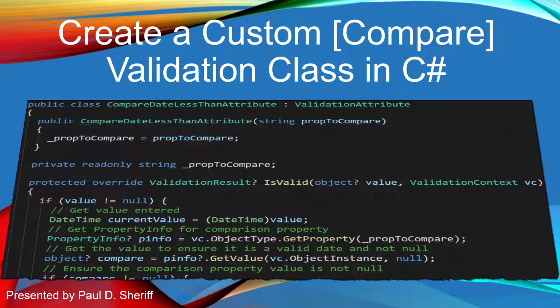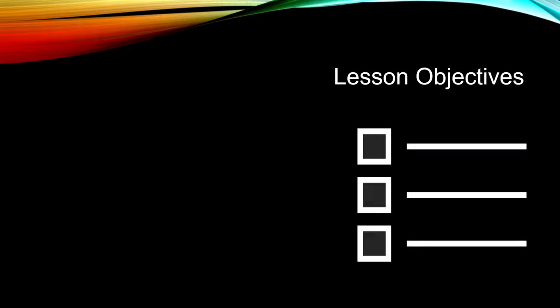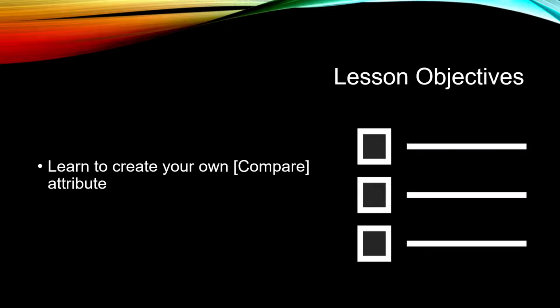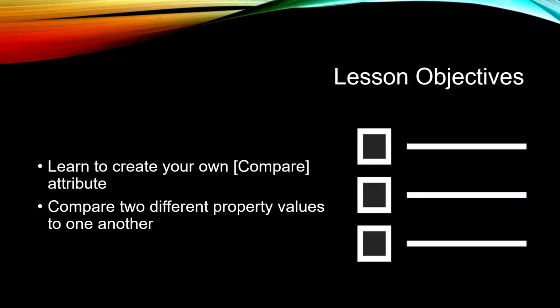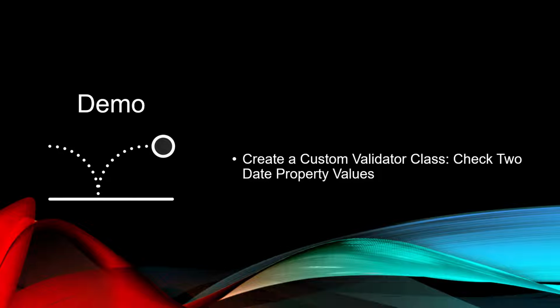This lesson is create a custom compare validation class in C#. The objectives for this lesson are to learn to create your own compare type of attribute. We're going to do that by comparing two different property values to one another. Let's start out by creating a custom validator class that checks two date property values.